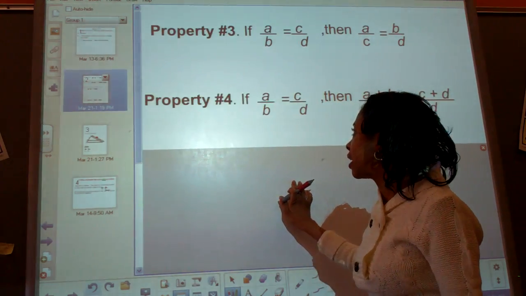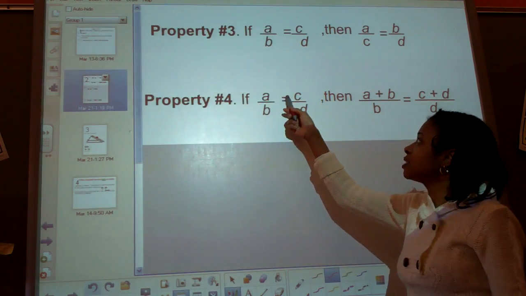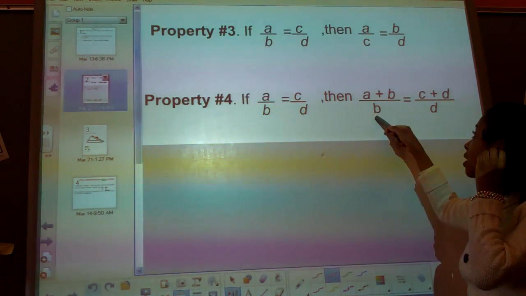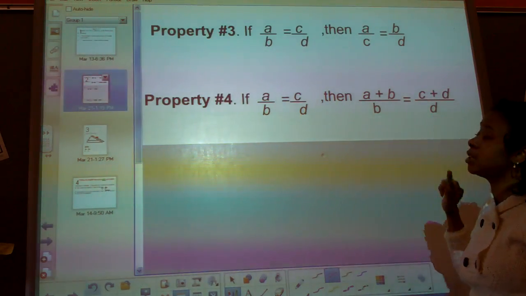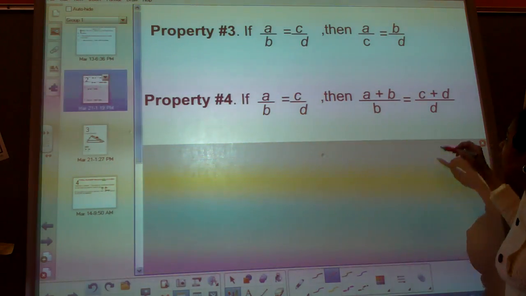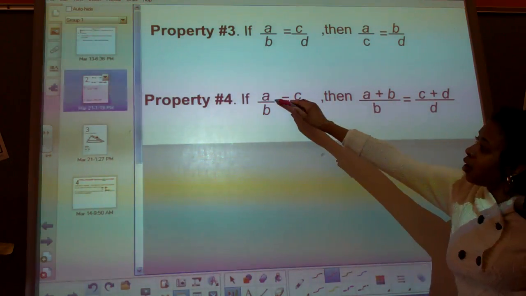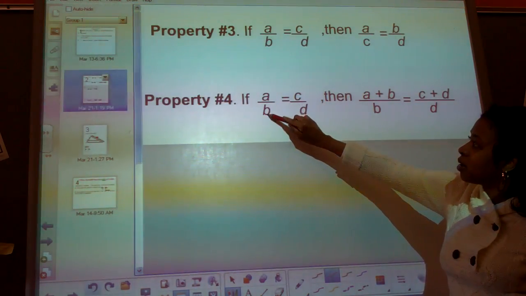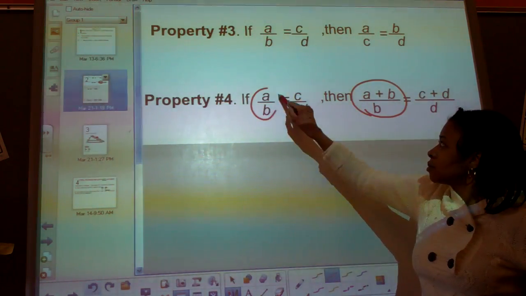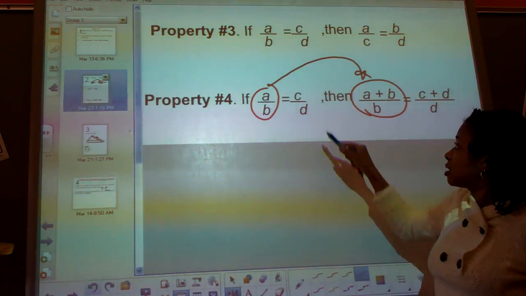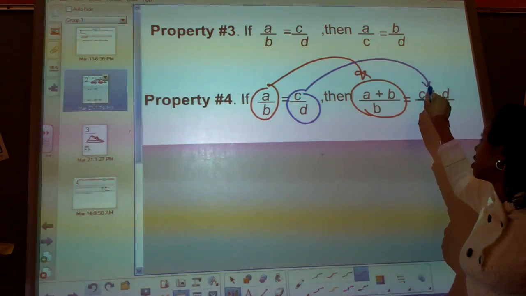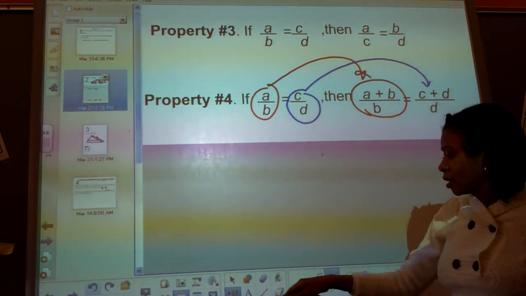And the new property for today is property 4. If A over B is equal to C over D, we can also say that A plus B over B is going to be equal to C plus D over D. So the denominator will be added to the numerator, in the numerator only. So I have A where it says A over B. Now I'm saying A plus the denominator still over the same denominator B, which is rewritten here. And then the C over D, if I add the denominator in the numerator, I get C plus D over the original denominator D.